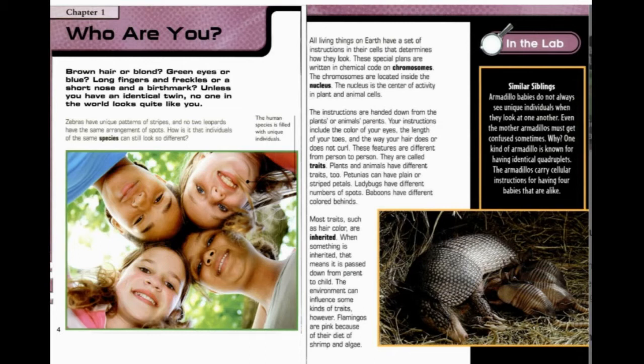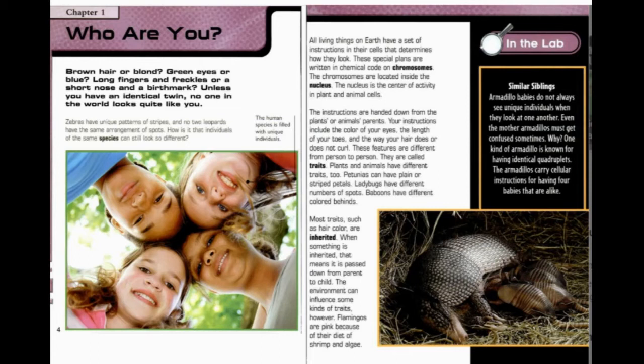Your instructions include the color of your eyes, the length of your toes, and the way your hair does or does not curl. These features are different from person to person. They are called traits. There's that word we're looking for, traits. Plants and animals have different traits too.